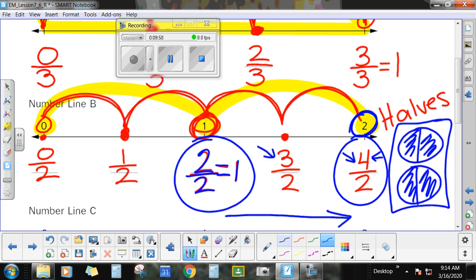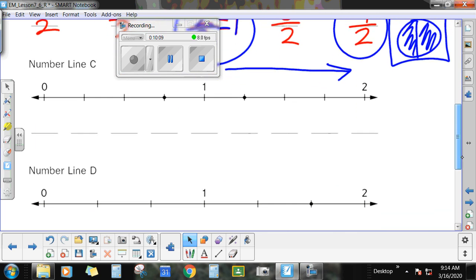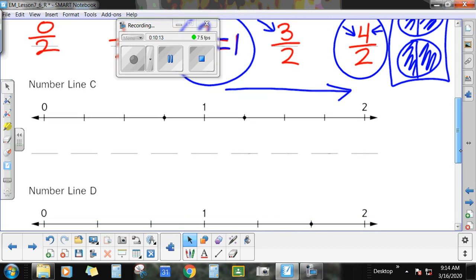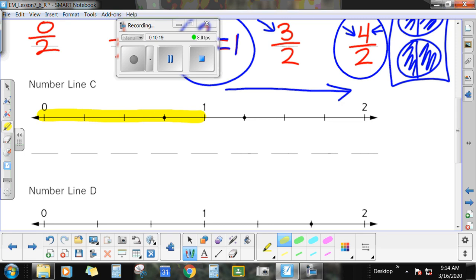So you can see how the number line is just like our fraction circles, and it's just another way to model our fractions. All right, so I'm going to let you go ahead and do the rest of the number lines on the rest of this page and the next page, all on your own. I just need you to remember, as you're looking to see how these number lines are divided, make sure that you're paying attention to the whole, okay? How many pieces is the whole divided into?